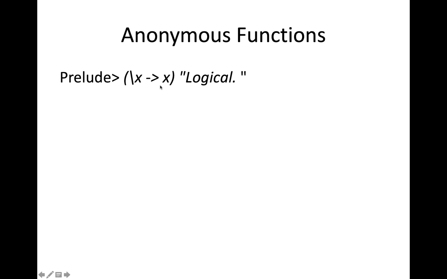So this is basically an identity function. When this identity anonymous function is applied to this input here, which is a string, then the output should also be the same string. So this is the output. Mind that this is basically the function, and then this is the input to the function.